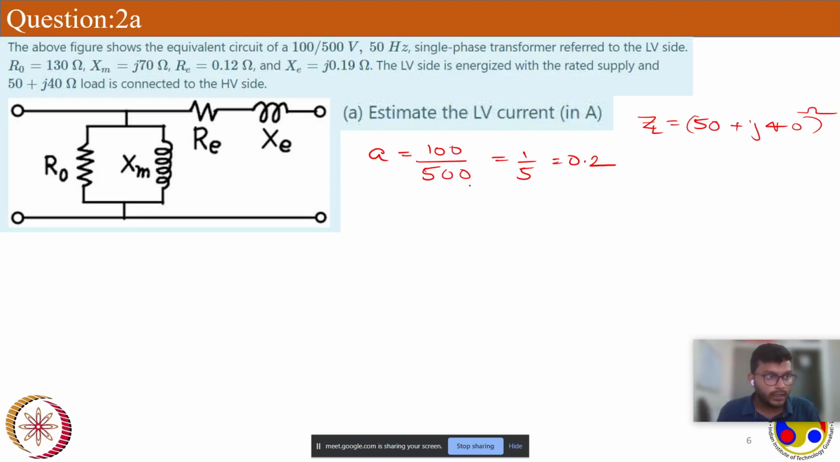Okay, Mr. Leela Kumar, whatever I'm saying is, we were given the equivalent circuit. It is being said in the question that all the parameters in the equivalent circuit have been referred to the LV side, that is the low voltage side. If you see the rating of the transformer, it is 100 by 500. So the LV side is 100 volts and the HV side is 500 volts.